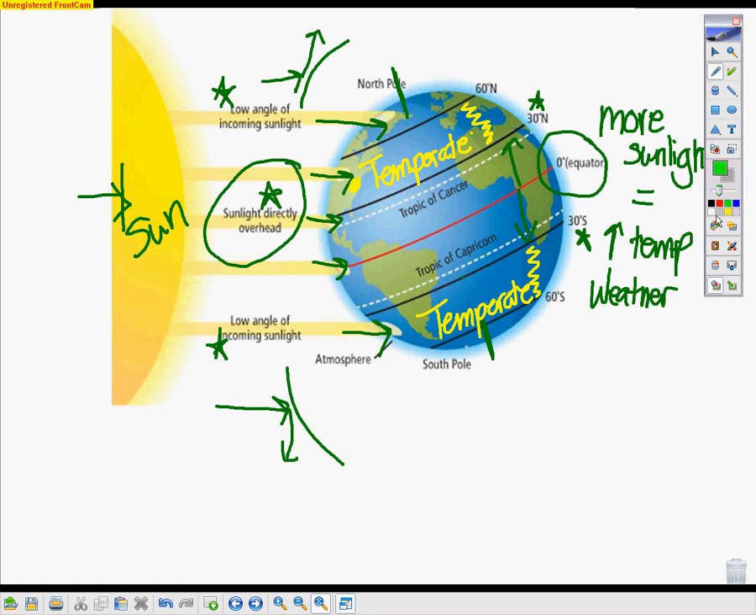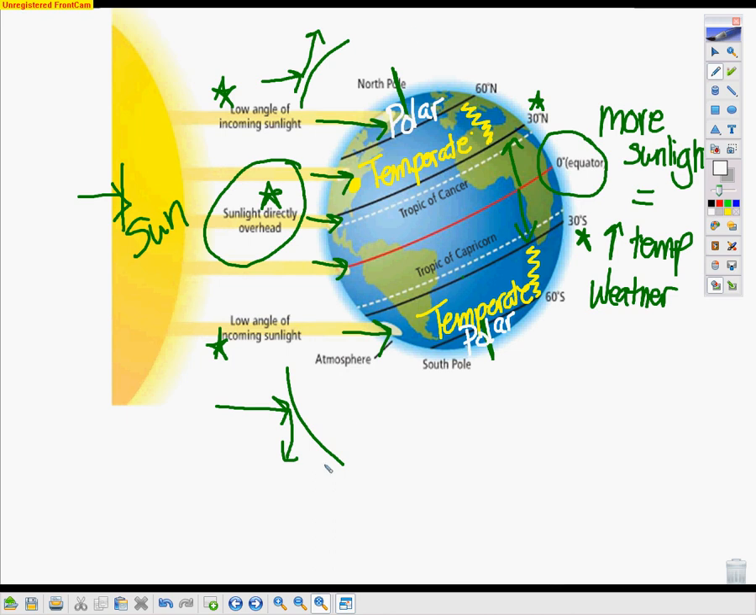Now there's one more left, and maybe I'll put this in white up here. These parts up here are called our polar regions, and it happens in the north and south. There's so little energy coming into these areas that you have very, very cool locations. And it's cool there all the time because this never changes.